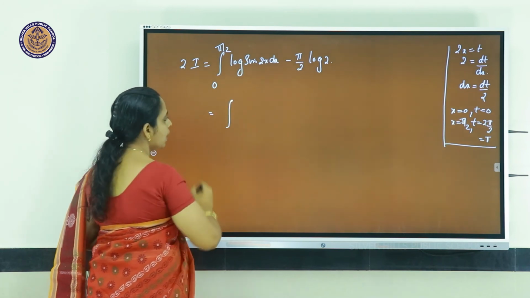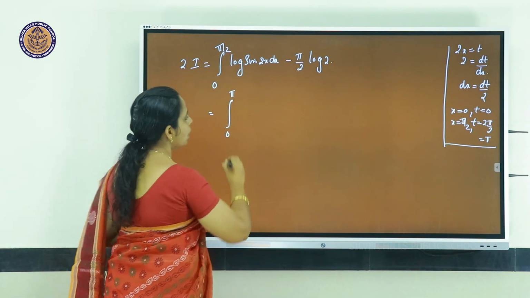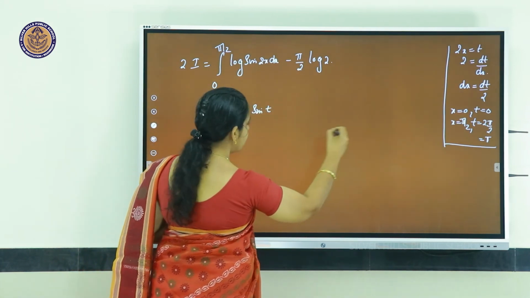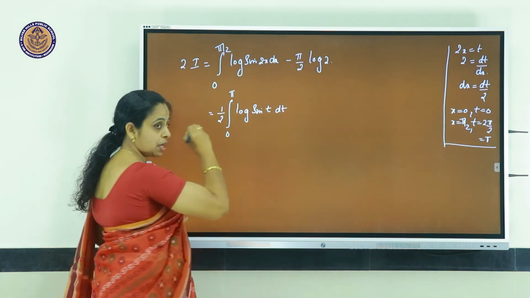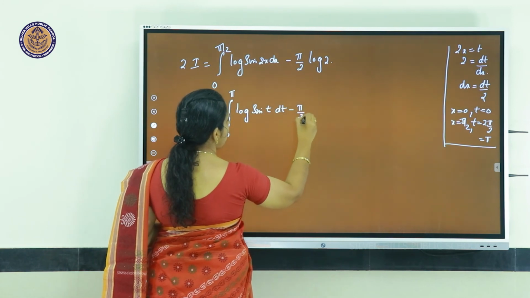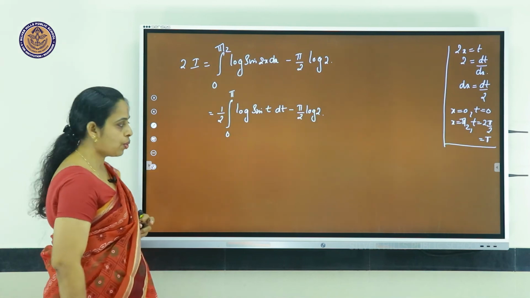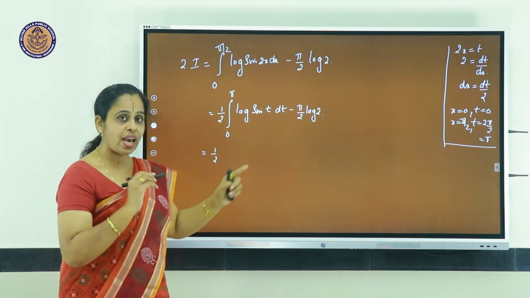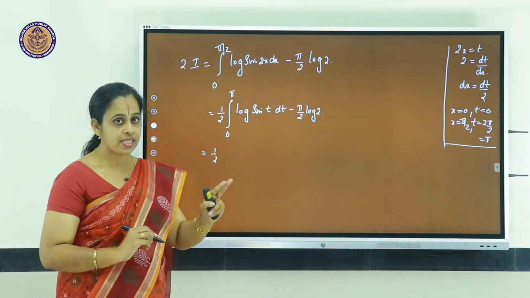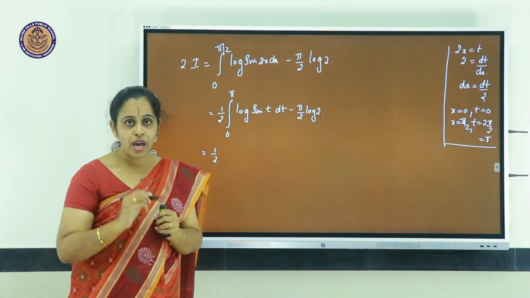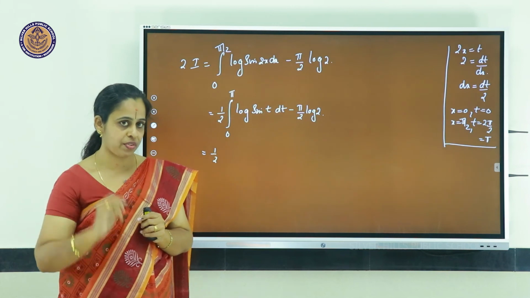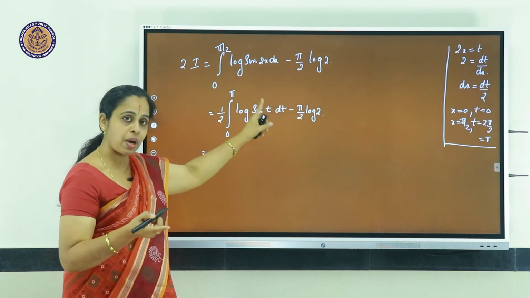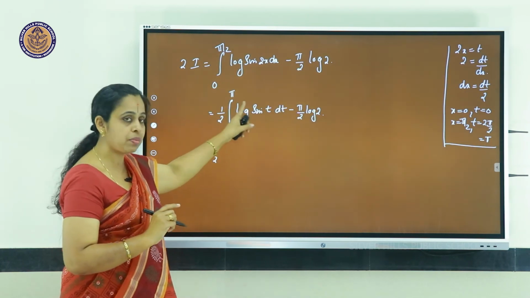Equal to integral limits 0 to pi logarithm of sin t, dx is dt divided by 2, that I am writing by 2 here, minus pi by 2 log 2. Now, we are going to apply a property here. Integral 0 to 2a f(x) dx is equal to twice integral 0 to a f(x) dx if f(2a minus x) is equal to f(x). What is 2a here? Pi. And 2a minus x means pi minus x. Sin(pi minus x) is sin x itself. So, sin(pi minus t) will be sin t.